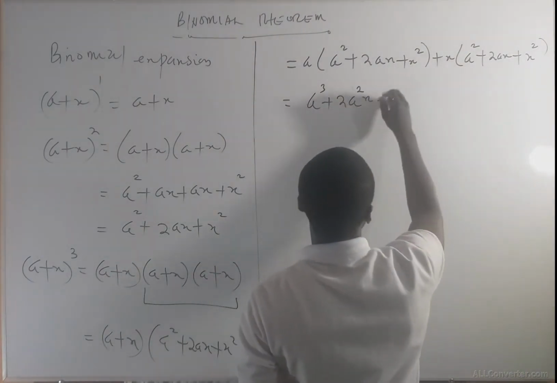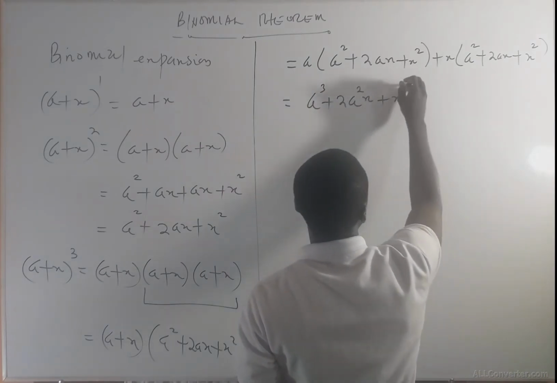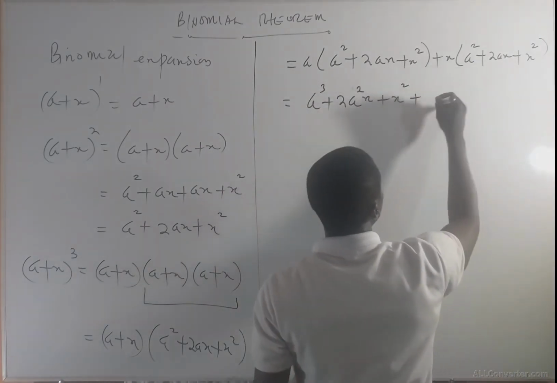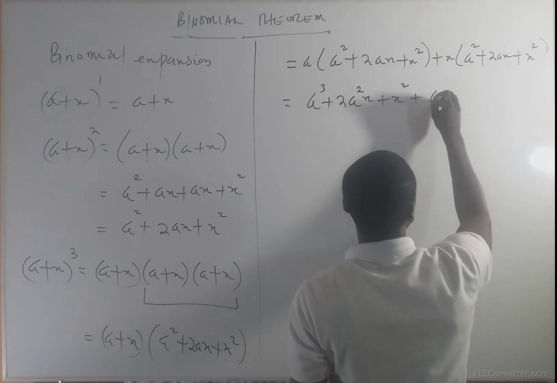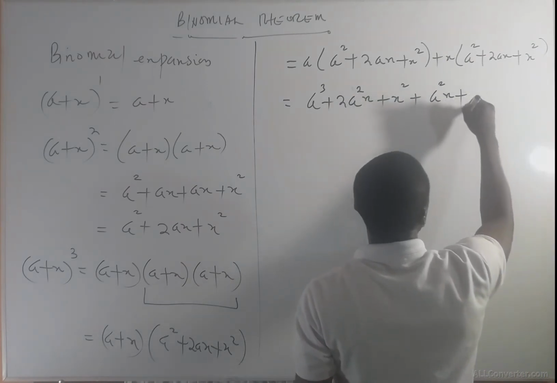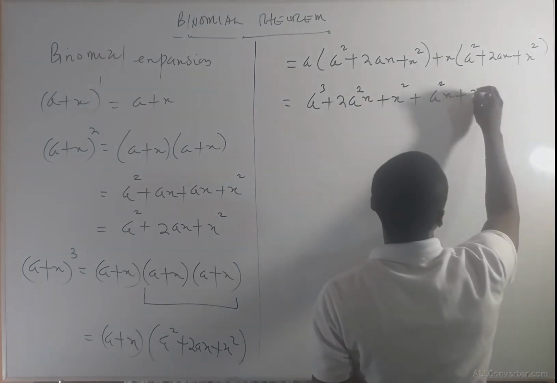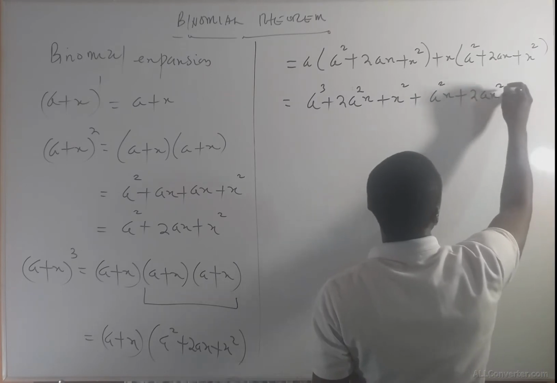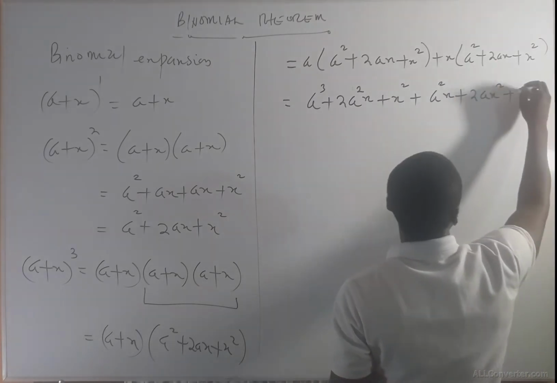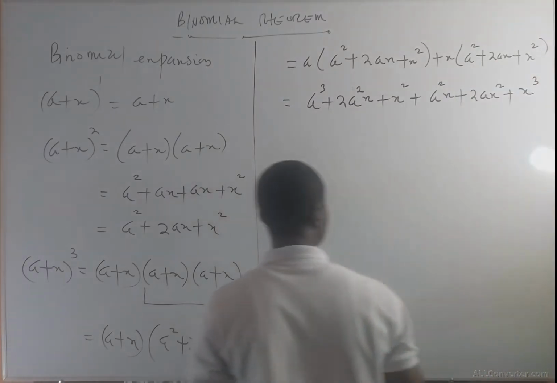So this is plus a times x squared, which will give us ax squared. Then x times a squared will give us a squared x, plus x times 2ax will give us 2ax squared. Then x times x squared will give us x cubed according to the first law of indices.